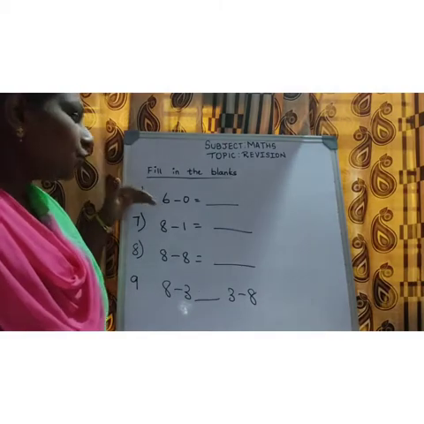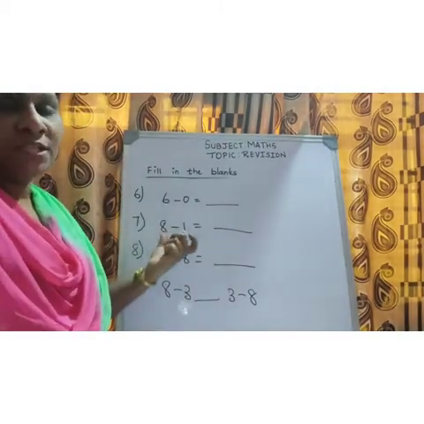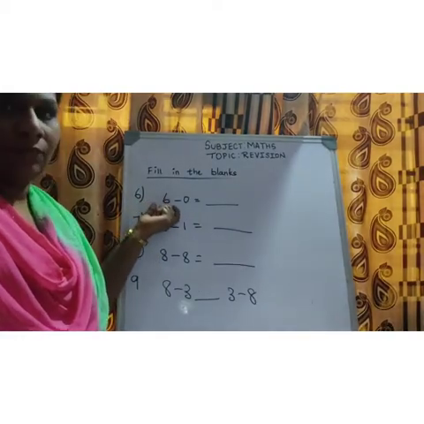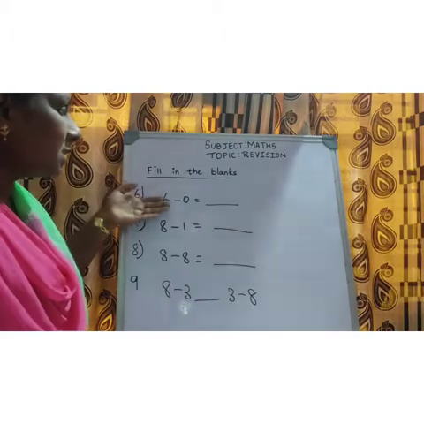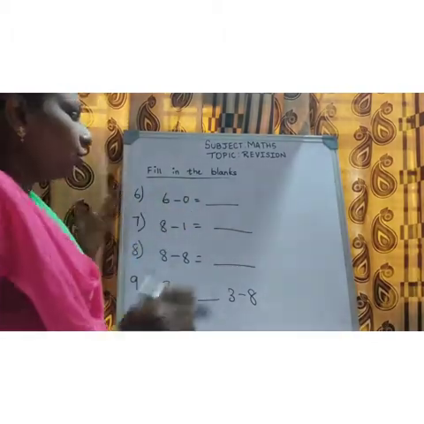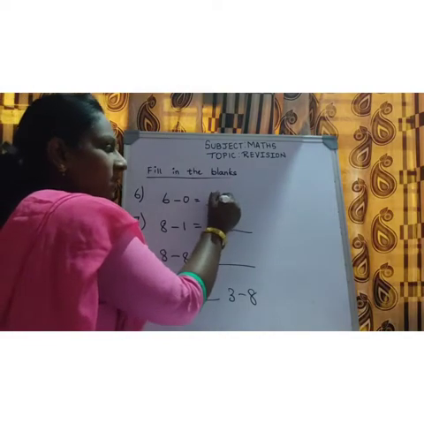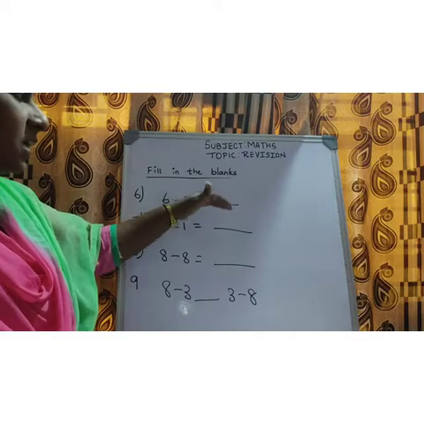When you subtract 0 from any number, the difference or the answer is the number itself. For example, 6 minus 0. 6 minus 0 is how much? Nothing you're going to subtract from 6, so the answer remains the same.